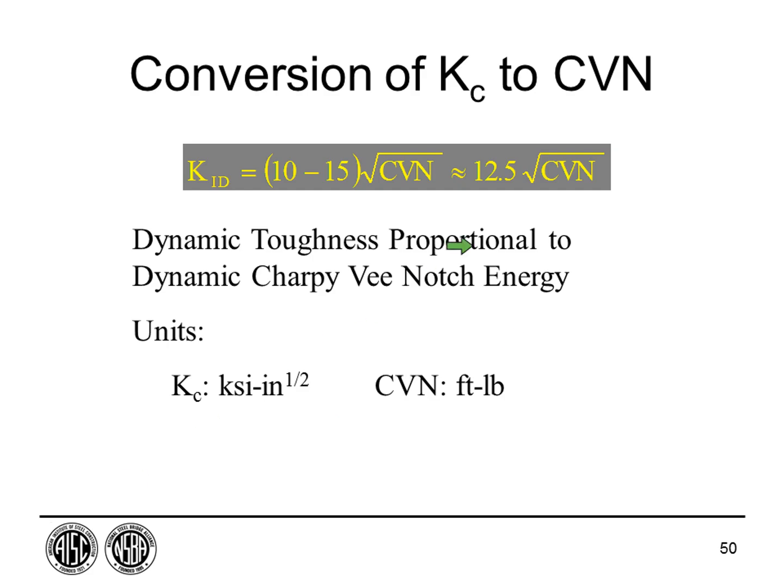Charpy V-notch energy. This is the CVN energy, and if you remember from your undergraduate laboratories, the CVN specimen is a 10 millimeter square specimen, about 20 millimeters long with a notch in the center. And what we measure is the energy it takes to fracture that with temperature. If you take that energy and take the square root of it, multiply about 12.5, you get the toughness in KSI square root inch. This is a way to convert the Charpy to this.